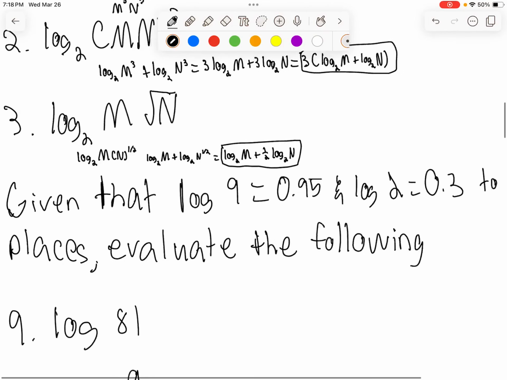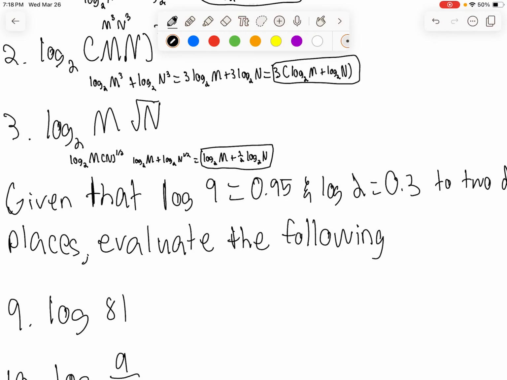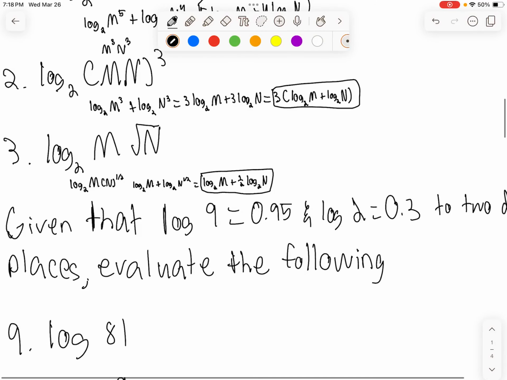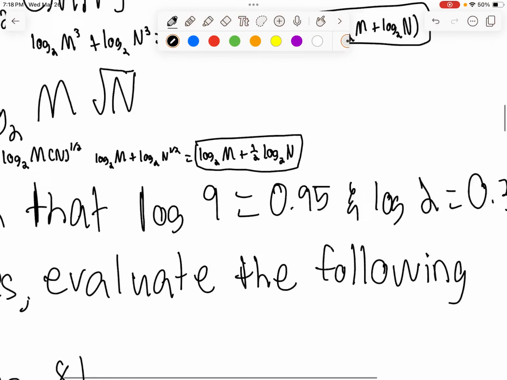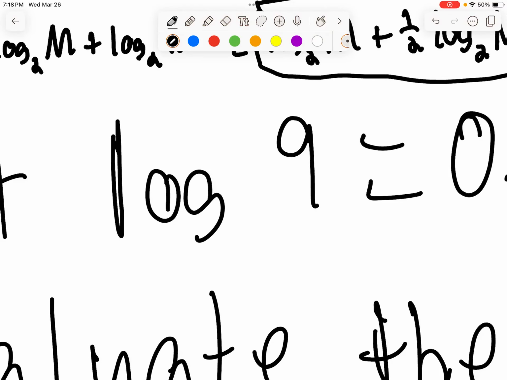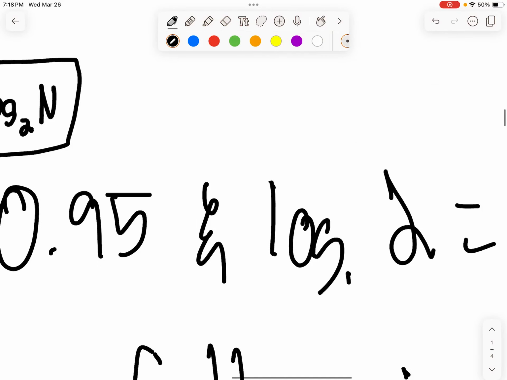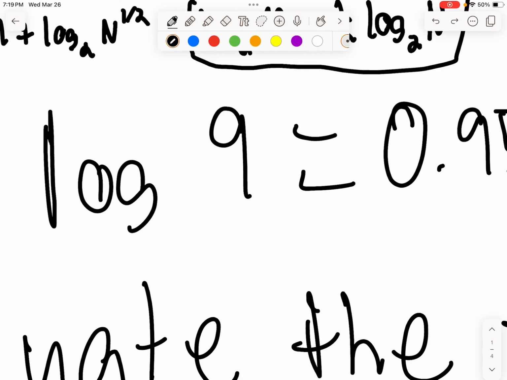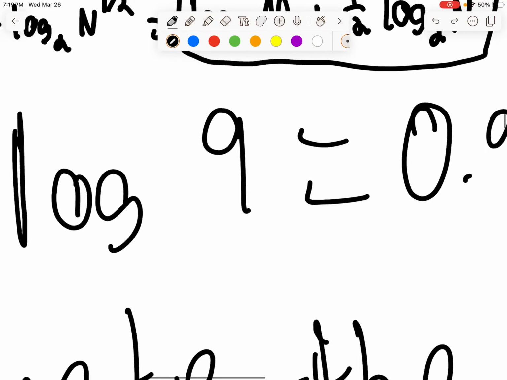And for the next section, we were rushed for time. I told them they have to look for transcripts. Given that log 9 equals 0.95 and log 2 equals 0.3 to 2 decimal places, evaluate the following. Anytime you see log, this is actually log base 10 in the original one. However, if you ask pretty much any professor, or put this into a calculator, it automatically assumes base 10. So you can just write log 9, it's equal to log base 10 of 9. It's the same thing, they just wanted to be unique with the notation.